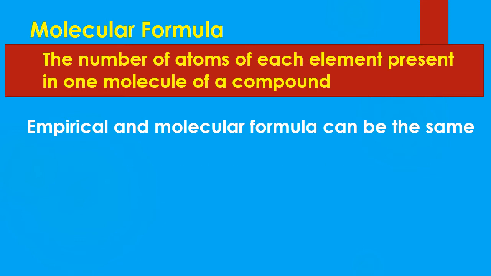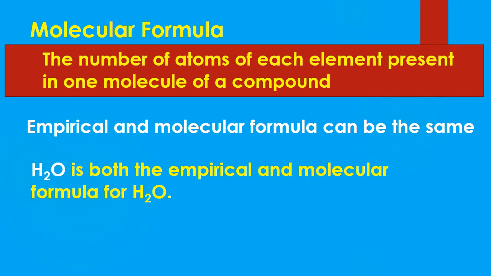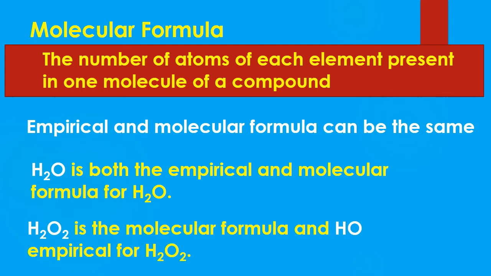Let's look at some examples. In water, H2O is the empirical formula and the molecular formula because it is the actual ratio of the elements in the compound, and it also represents the lowest whole number ratio of the elements in the compound. For hydrogen peroxide, H2O2 is the molecular formula, but it is not the empirical formula because it is not the simplest whole number ratio of the elements. The empirical formula will be HO.